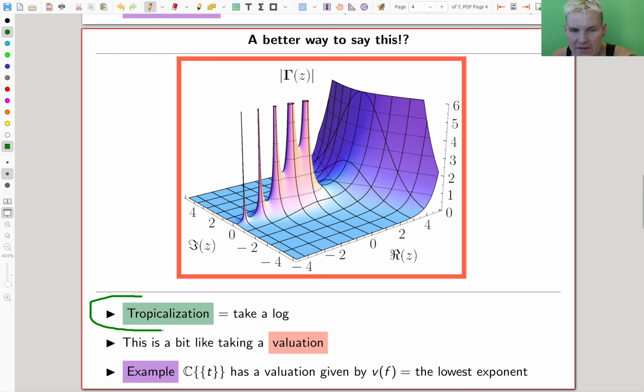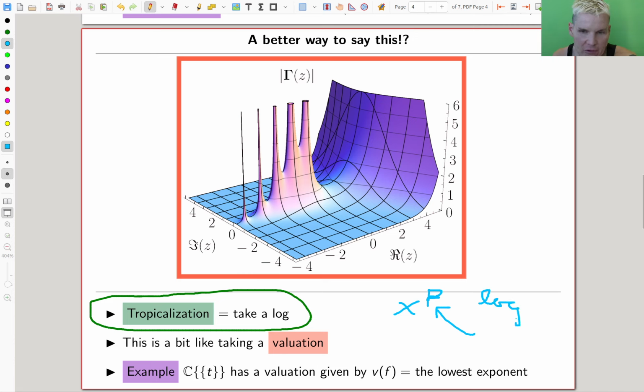Tropicalization, I hope this is reasonably clear at this point, is like taking a log, right? We are really interested in the exponents of something like x to the p. And how do you go to p if you have an x to the p? Well, you take a log. So log gets you to the exponent. And this is a little bit like taking a valuation. Essentially, valuation is taking a log, right? In our power series ring here, the valuation is given by just looking at the lowest exponent, which is essentially just taking a log of the thing. So maybe what we should do is put the valuation into our process of tropicalization. And that's exactly what we do.